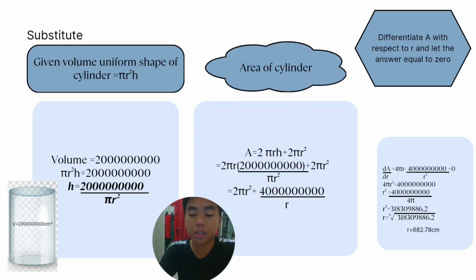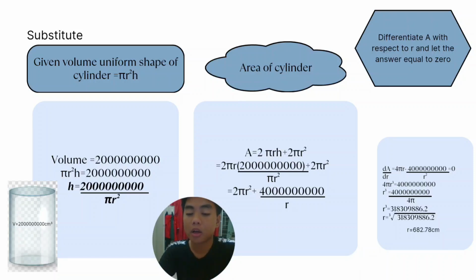Then, for further calculation, we must obtain the radius of the cylinder, which can be obtained by differentiating A with respect to r and letting the answer equal 0. It will be dA per dr equals 4 pi r minus 400 millions per r square, equal to 0. Then, to obtain the radius, we must move the 400 millions to the right hand side and leave the r square on the left hand side, which will become 4 pi r cubed equals 400 millions.